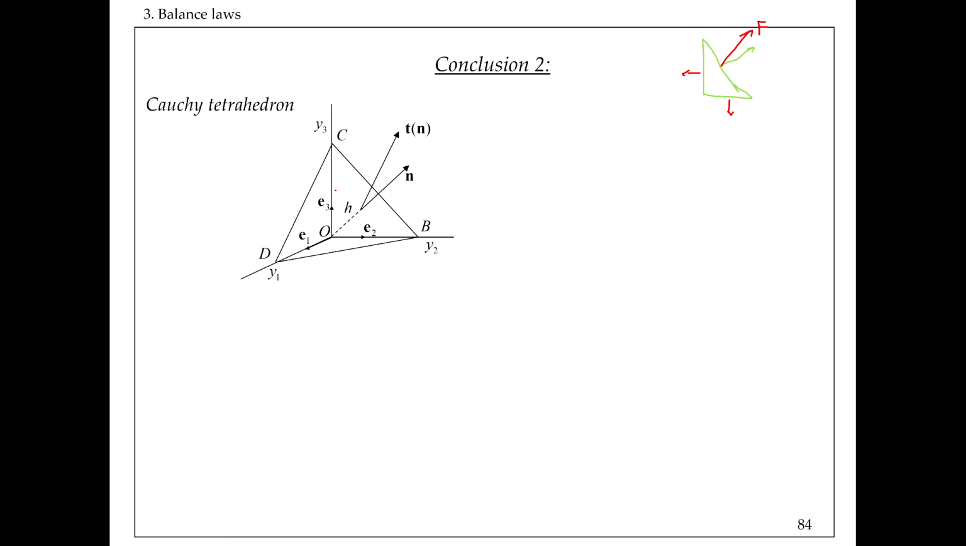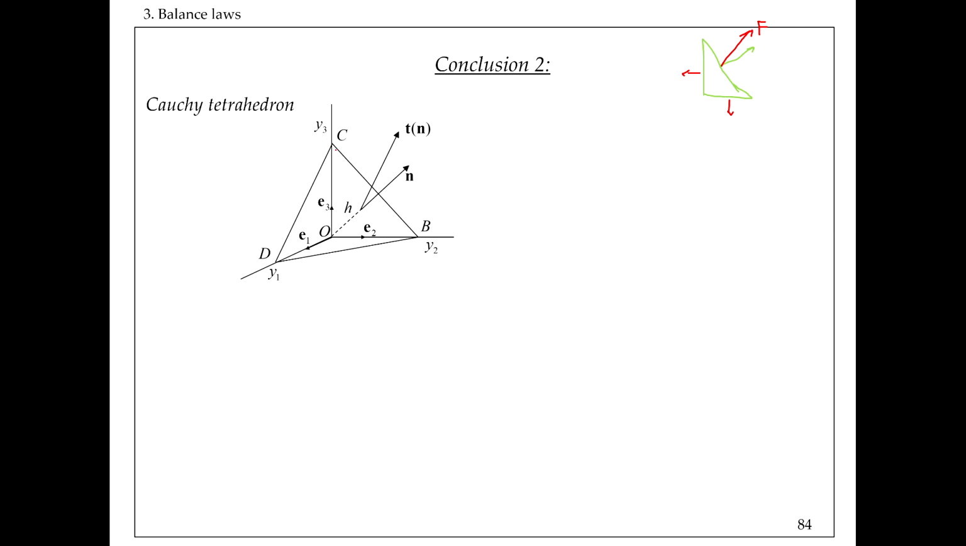Okay, let's see what we have here. So we have this tetrahedron, built on our coordinate system. Let's put the origin in the center here. So there are vectors E1, E2, and E3. This is standard, and so then this tetrahedron is built by drawing this.